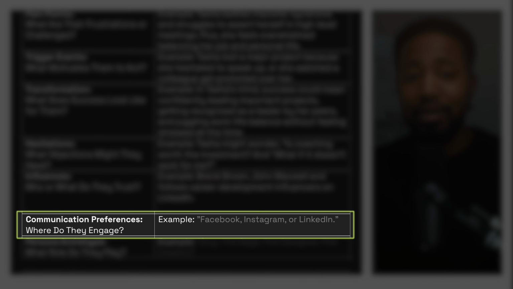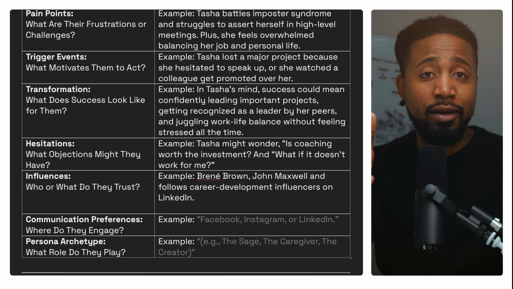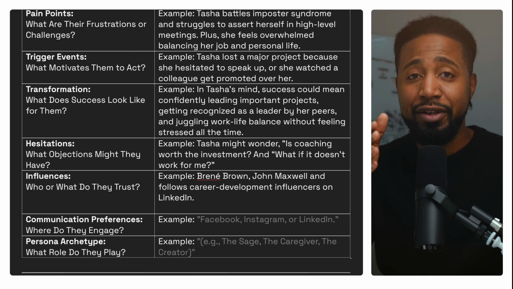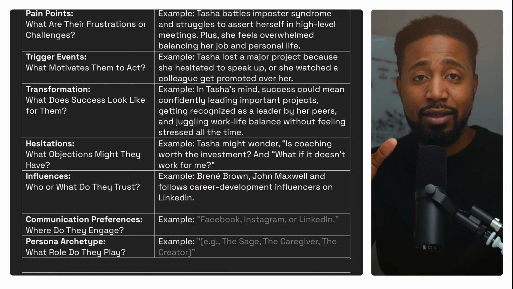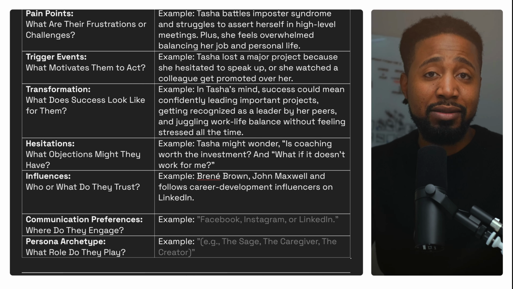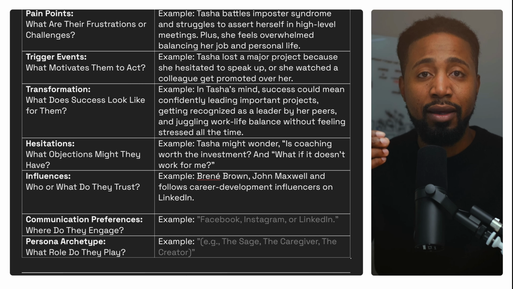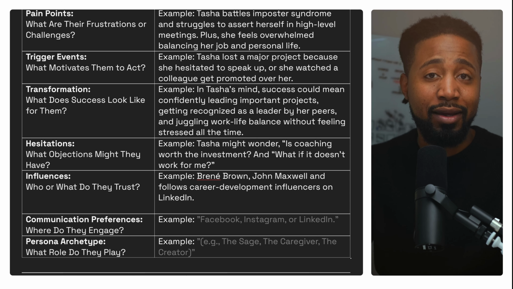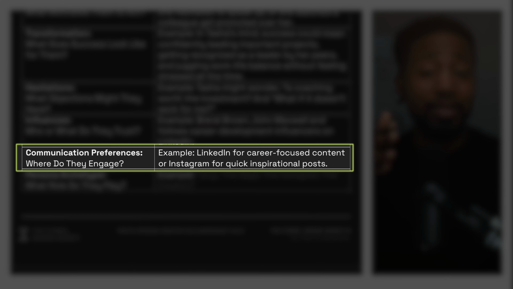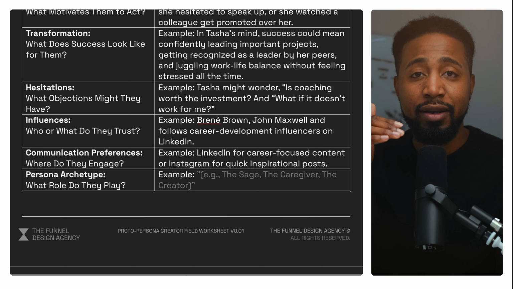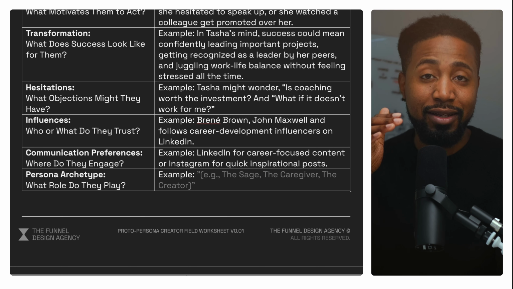So up next is actually going to be their communication preferences. And the question we want to answer here is, where do they engage? So you want to figure out which platform they rely on for their information, and this should actually guide your decision for the marketing channels and the style of content you should be choosing. And to keep things simple, you want to be on the platforms where your ideal customers are anyway. And it's even better if it's a platform where you're okay with making content for, so you can get in front of your audience. So Tasha could be on LinkedIn for career-focused content, or she could be on Instagram for quick inspirational posts. Knowing this is going to help you focus your marketing energy where she actually is looking. So that's what to keep in mind.